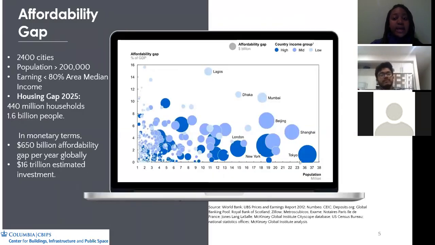So the next thing that we want to talk about is the affordability gap. There's a housing gap projected in 2025 of 440 million households that won't be able to have affordable housing. And in monetary terms, that's $650 billion. And we would need about $16 trillion estimated investment to make housing more affordable.